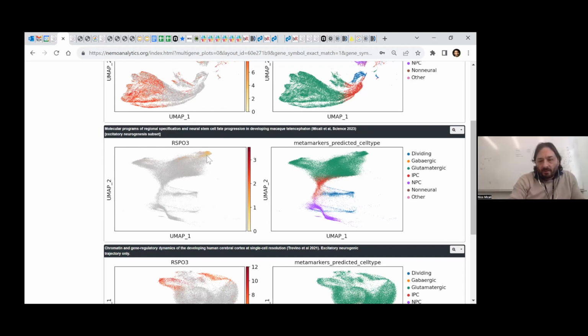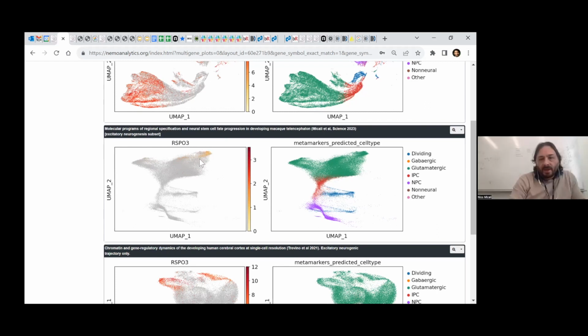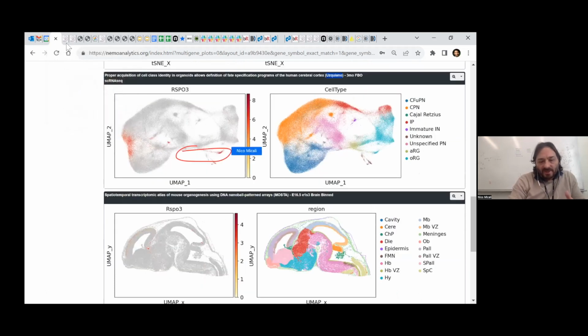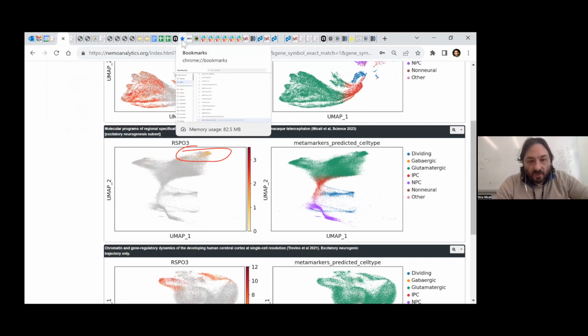I mean, you don't distinguish the region here, but these neurons are occipital. Let me annotate. Yeah, these neurons here must be occipital. I know because if you open the data set that we put on the paper, you can see that ASP23 is expressed in the occipital neurons.